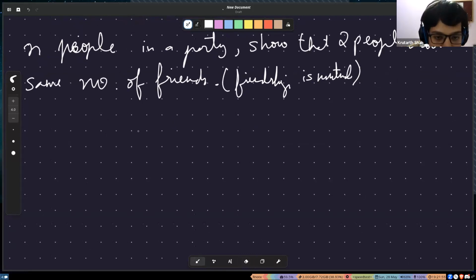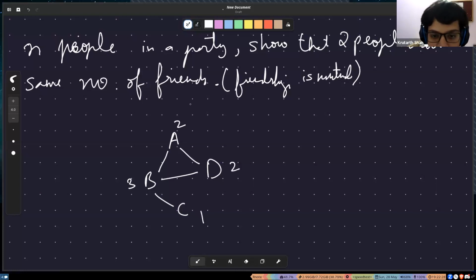As an example, let's have persons A, B, C, and D. Let's say A is friends with B and B is friends with C. I join two people with a line if they're friends, right? So A and D are friends, B and D are friends, A and B are friends, B and C are friends. So in this case, this has 3 friends, 2 friends, 2 friends, and 1 friend. So you can see A and D have the same number of friends. Show that this is always true, is what you want to show.